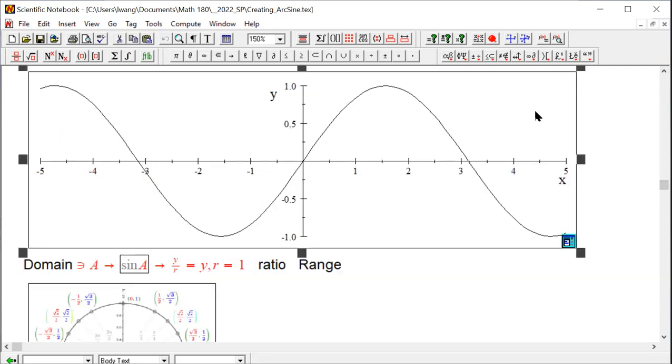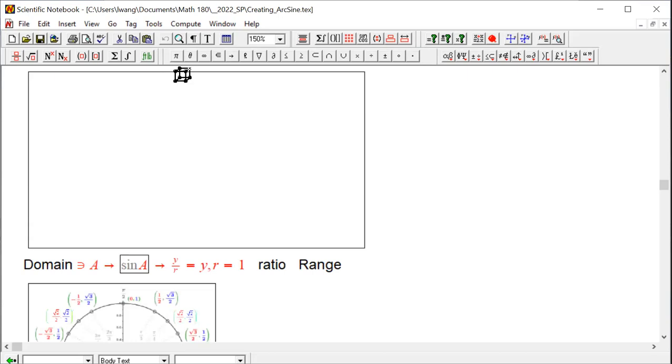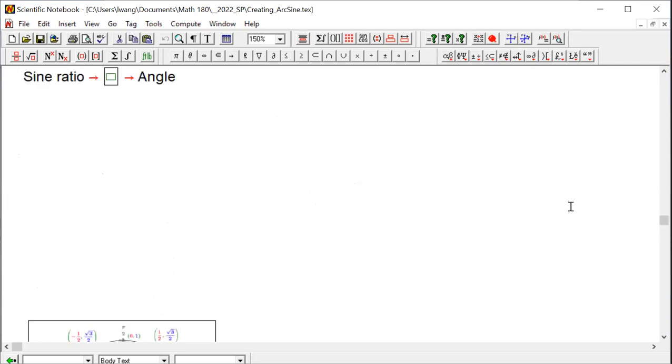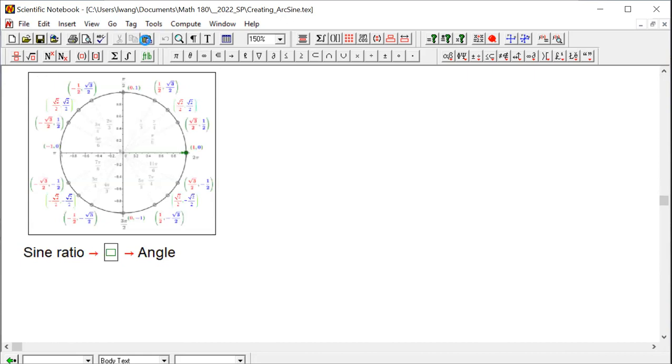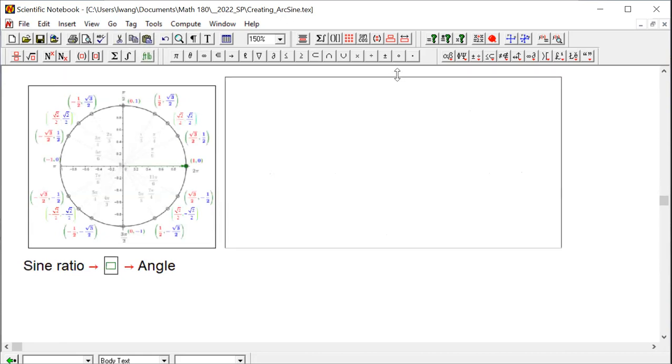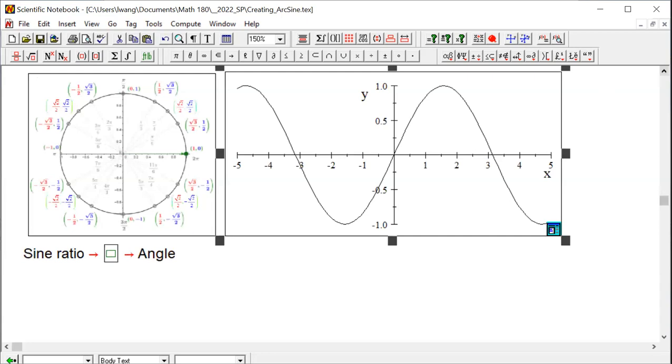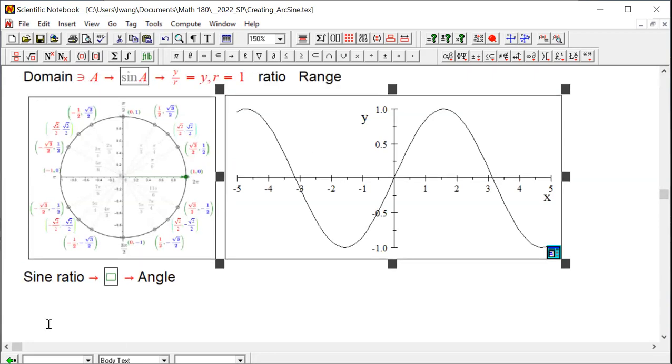So I'm going to bring this piece next to it. You see, sine goes from angle to ratio, and ArcSine, we want to produce from ratio to angle, right? So we are under a lot of stress, but now we're going to have a name for this function. We're going to call it ArcSine. The ArcSine function. The input is going to be a ratio.